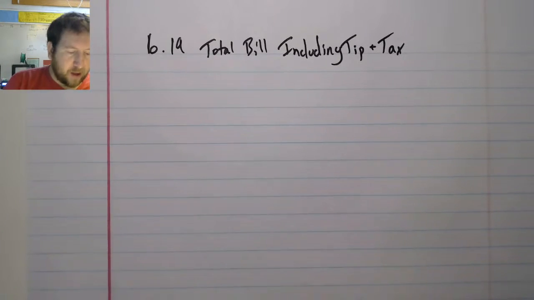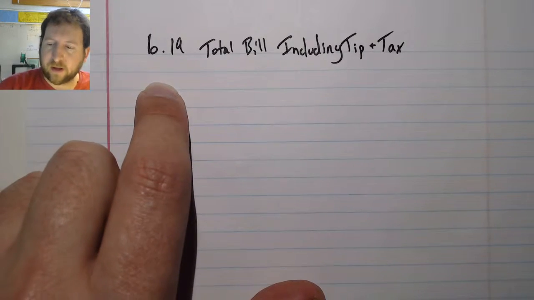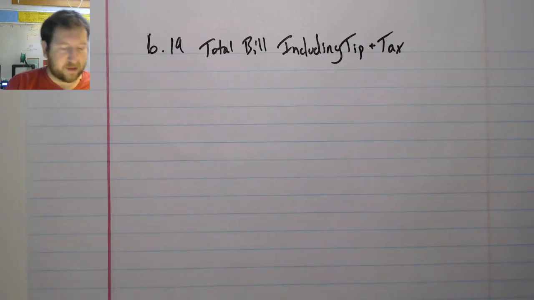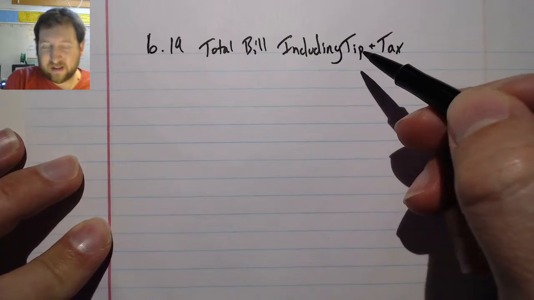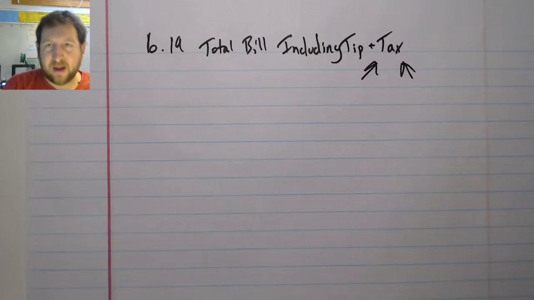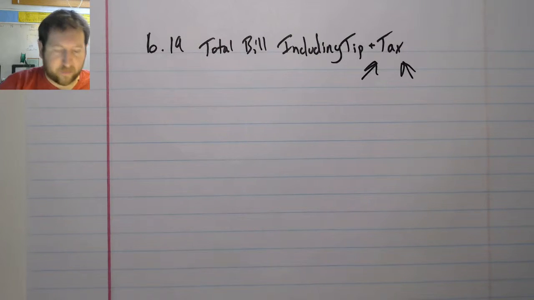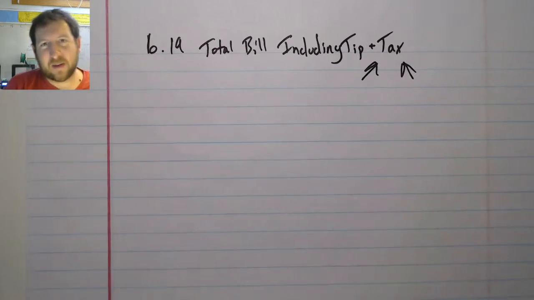All right. Let's talk about section number 16.9, total bill including tip and tax. This time we're going to be doing similar to what we did before with the tip, but this tax is going to be our key addition, and it's what's different about this section than what we've done before. We're going to return to using the calculator because it's going to be easier for these sections.